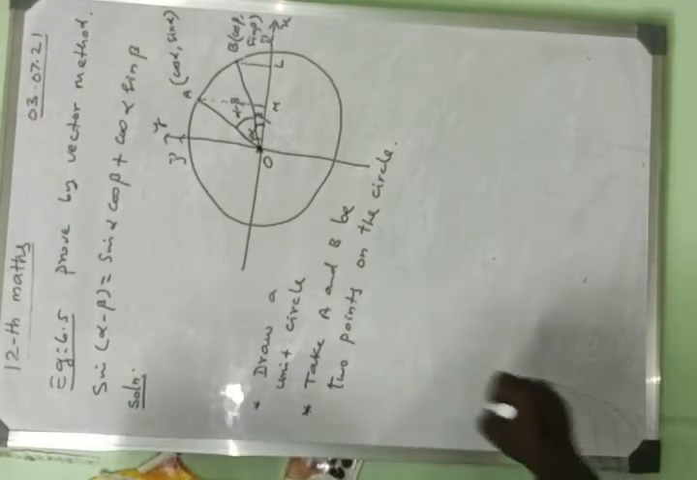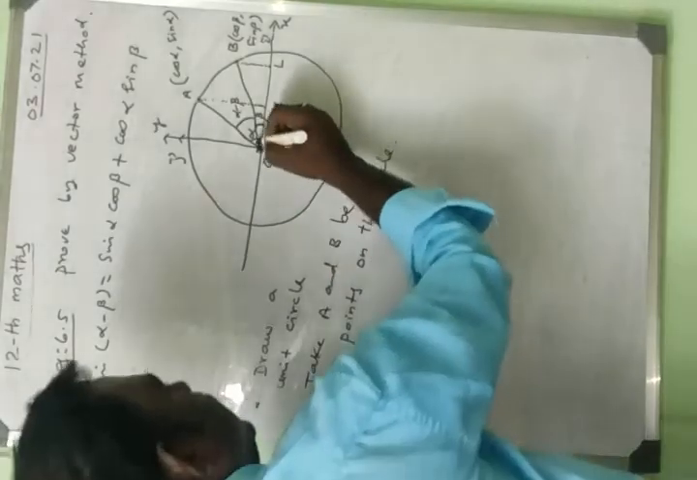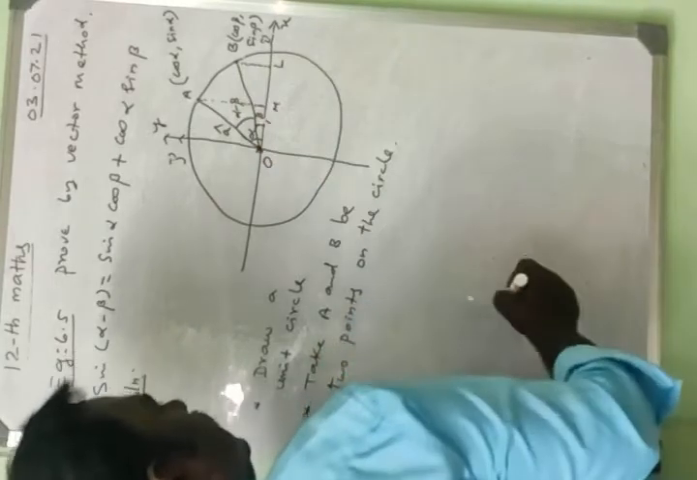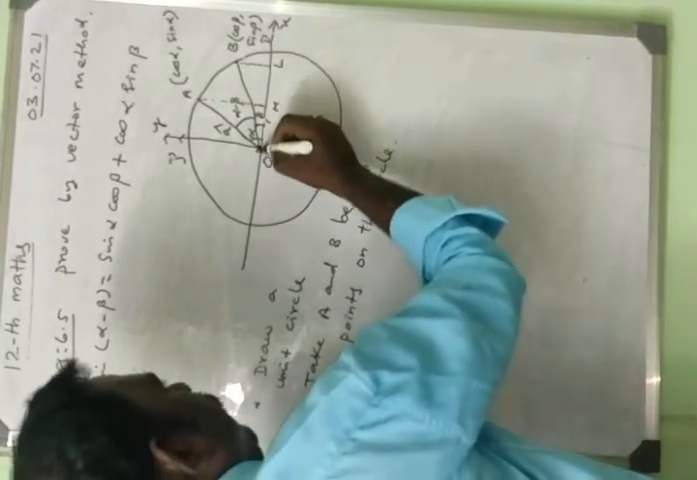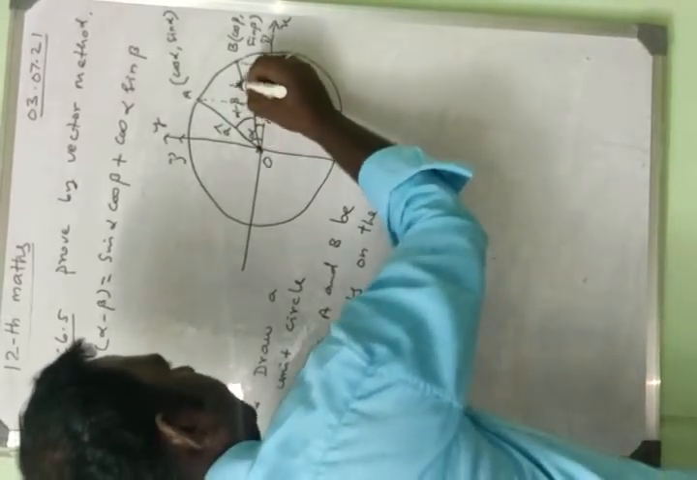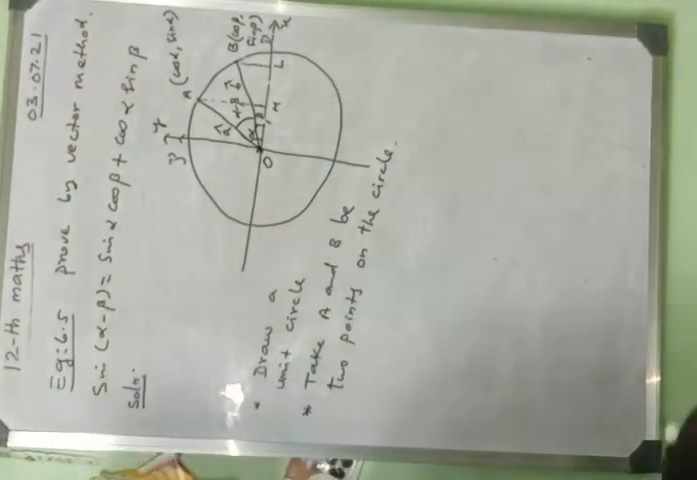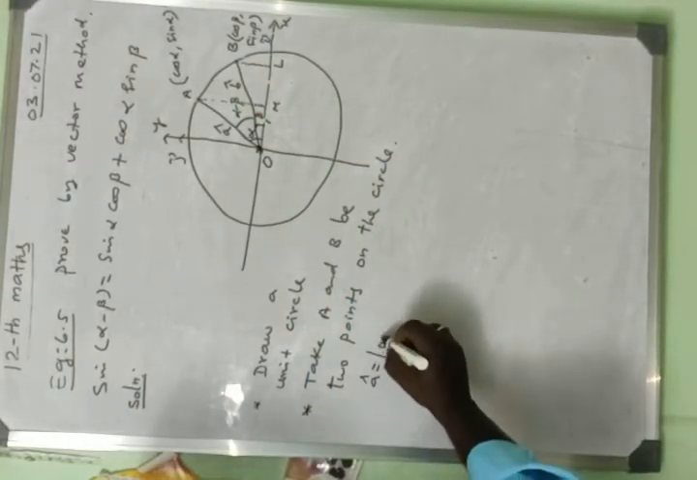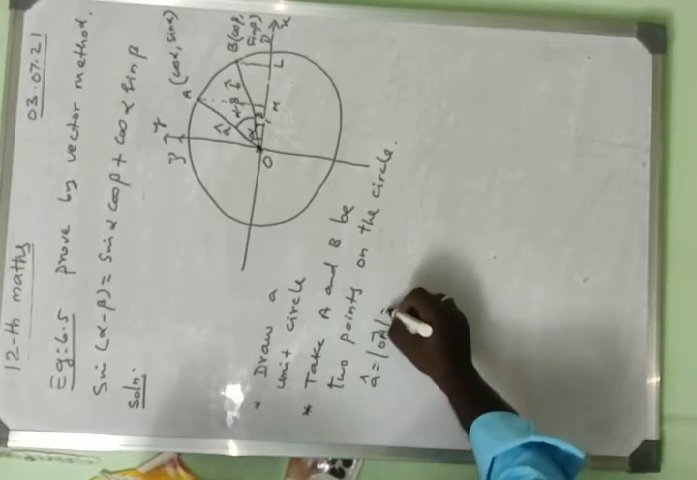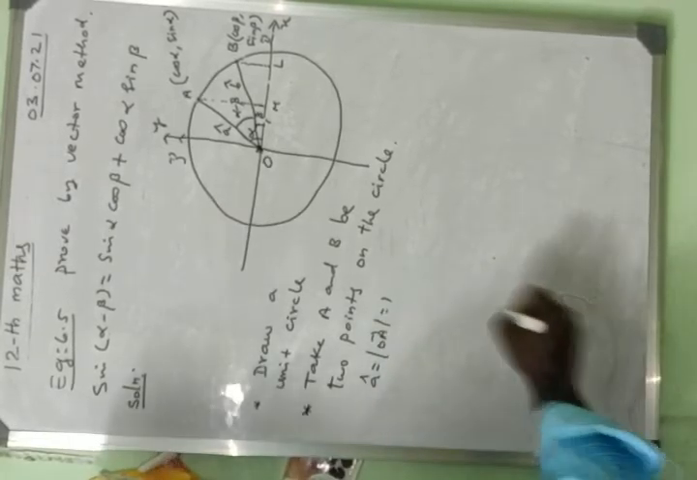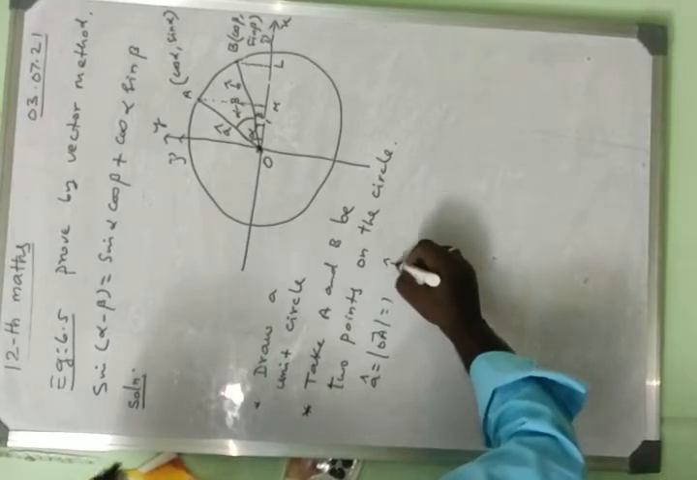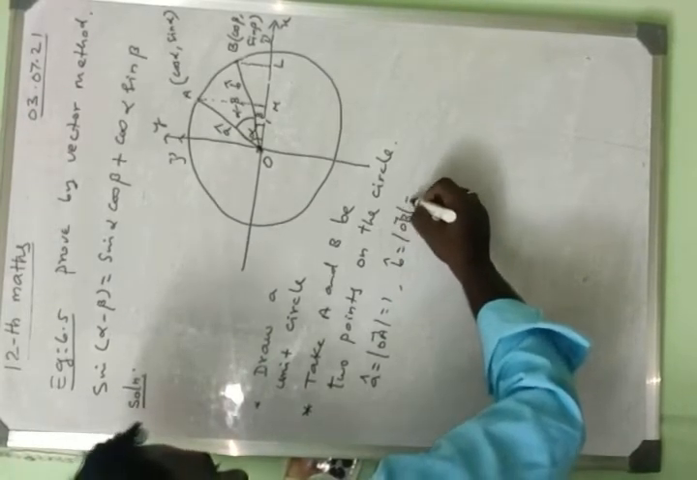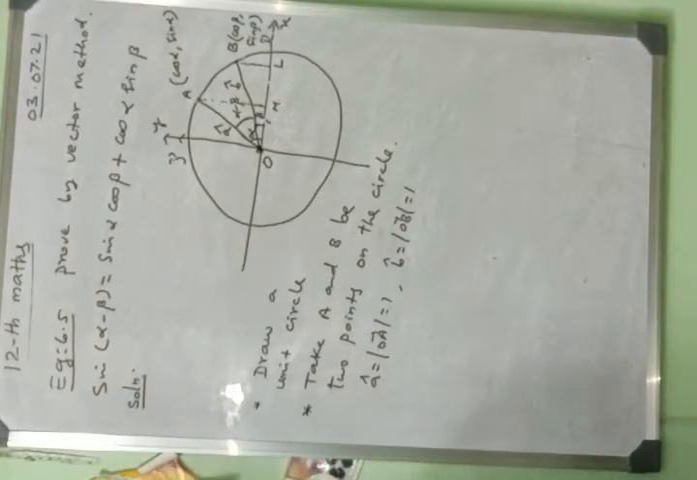Okay. So next we take this angle from O to A, we mark vector cap A, this measure, the radius. From O to B, we mark vector cap B. Next we take mod of vector cap A equal to mod of vector OA. The value is equal to 1. Next vector cap B equal to mod of vector OB. This also has value 1 only.